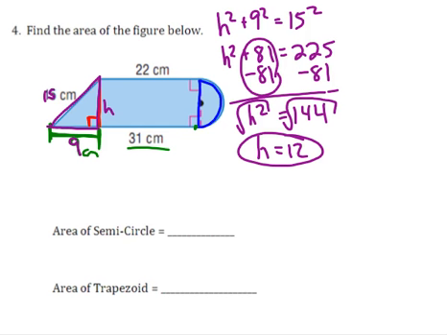Now, if I'm going too fast for you, you should have good note-taking skills. You could pause it at any time, write down what I'm saying, and then try to re-listen. So this height is 12 centimeters.